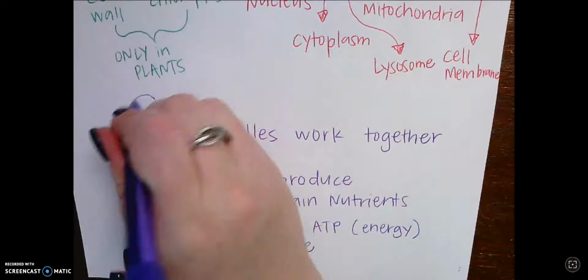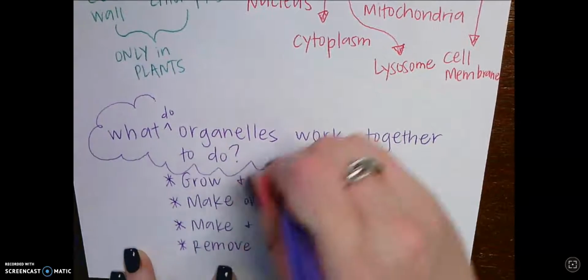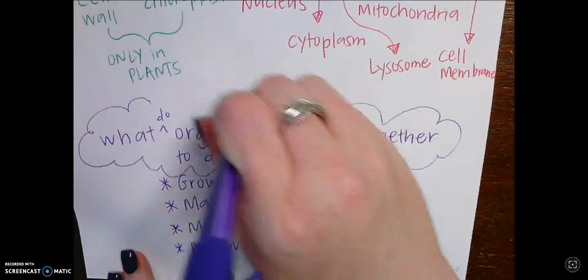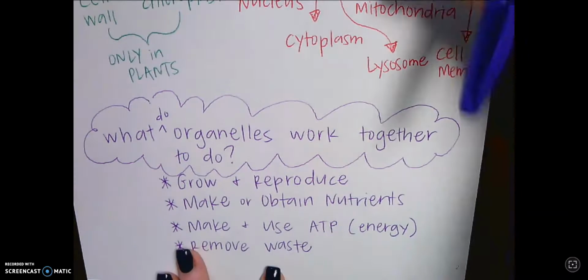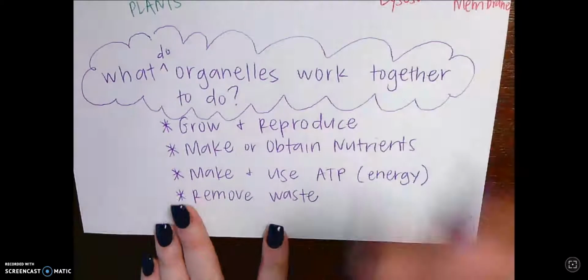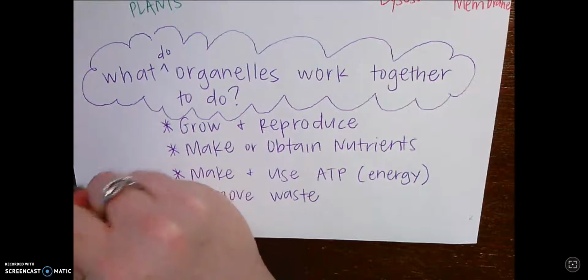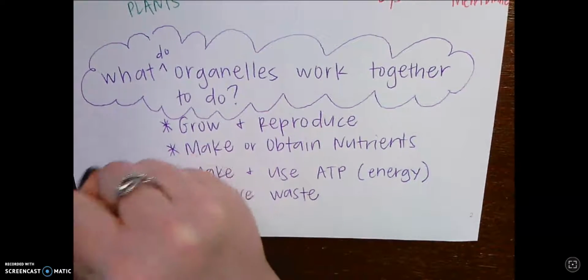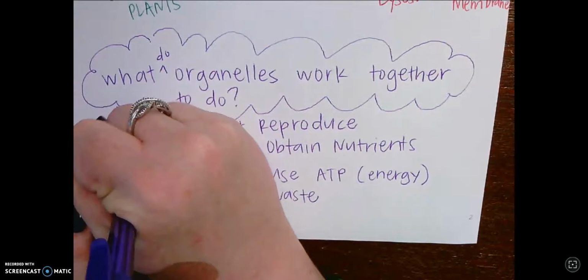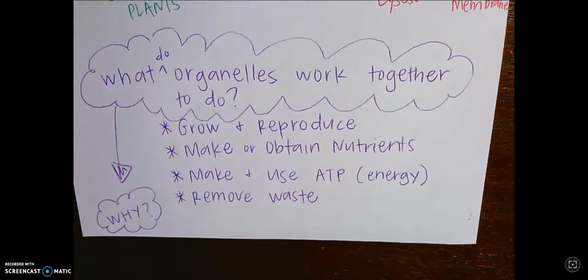Let's put a little cloud around this question so that it kind of distinguishes it from the rest. So we said, what do organelles work together to do? They have to work together to do these processes. But why? Why do they have to do it? So right at the bottom, I'm going to put why, and I'm going to put a little cloud with a big arrow from my first question. Why do they have to do these things?